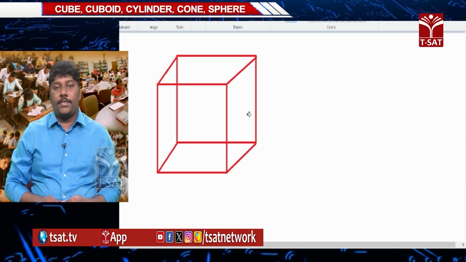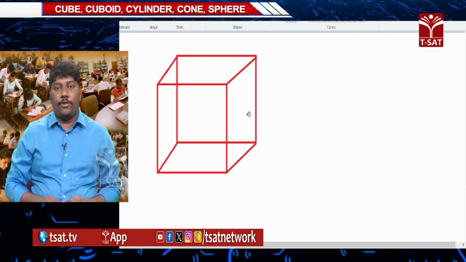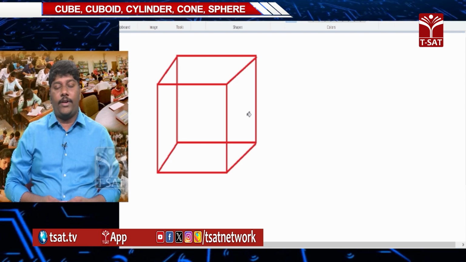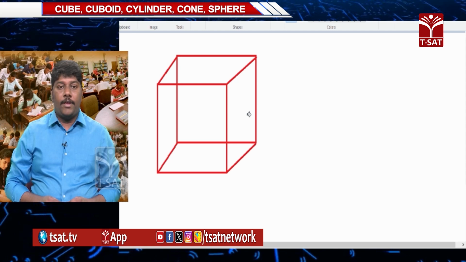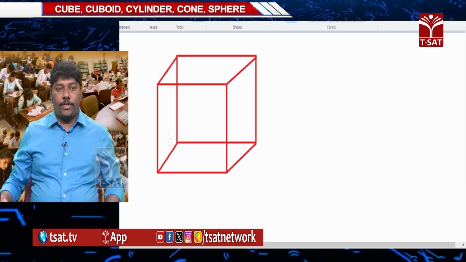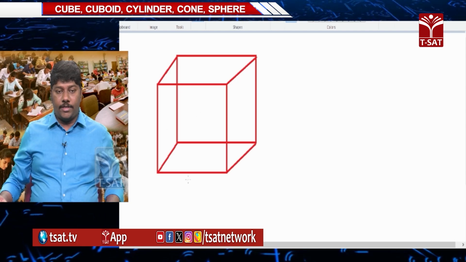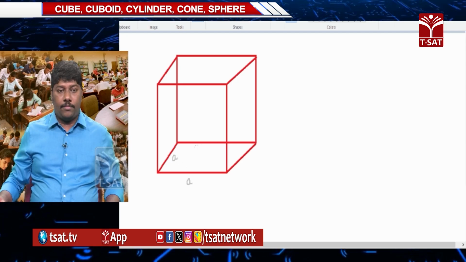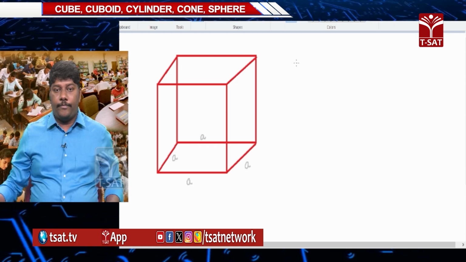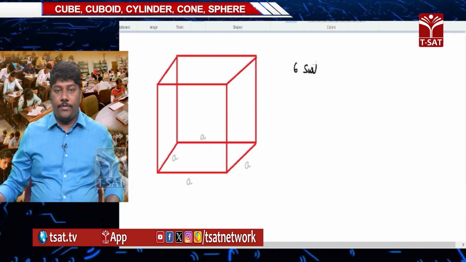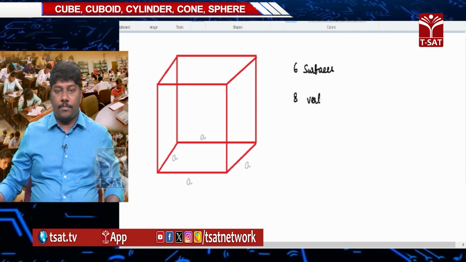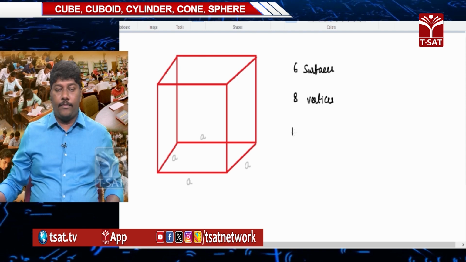For a cube, you have 6 surfaces as shown, and in a room you observe there are 8 corners. These 8 corners are called vertices of a cube. Then you have 12 edges: 4 edges on top, 4 edges on the bottom, and then 4 heights, 4 pillars. All edges are equal, of size a. So, for a cube, you have 6 surfaces, 8 vertices, and 12 edges.